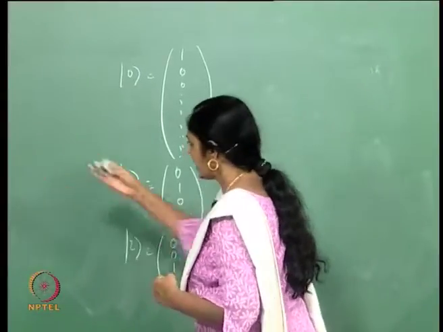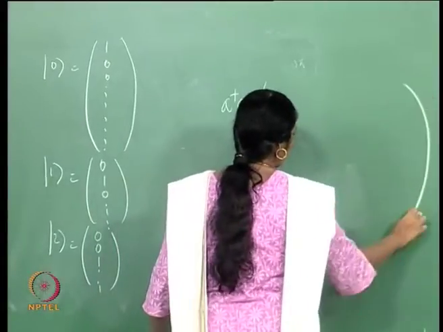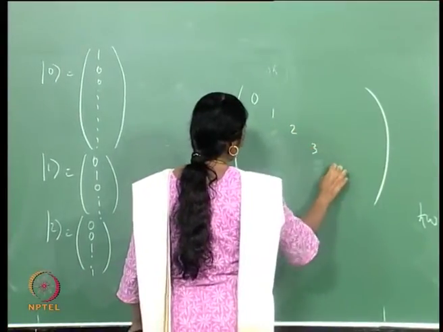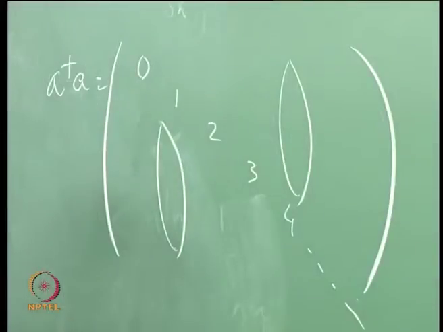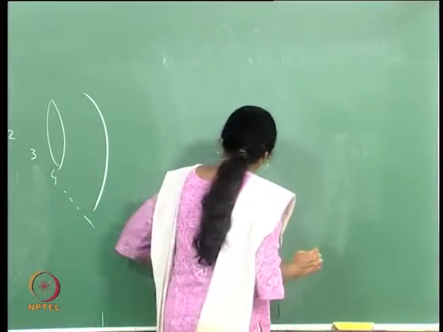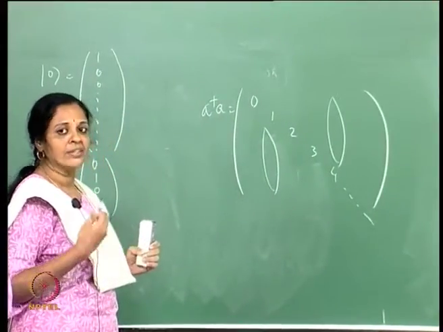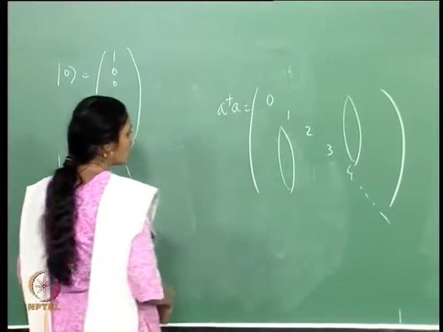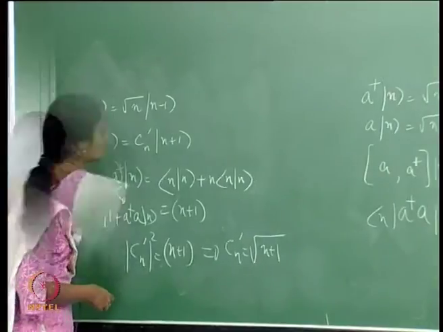Now given this, A dagger A itself is an infinite matrix which has got diagonal elements 0, 1, 2, 3, 4 and so on, all other entries being 0. I emphasize that we are working in the basis with the basis states, which are energy eigenstates of the Hamiltonian, and the Hamiltonian is just A dagger A plus half h cross omega. Now what about a matrix representation for A and A dagger?